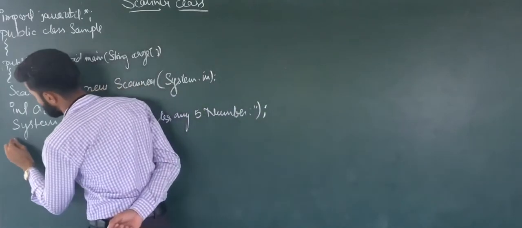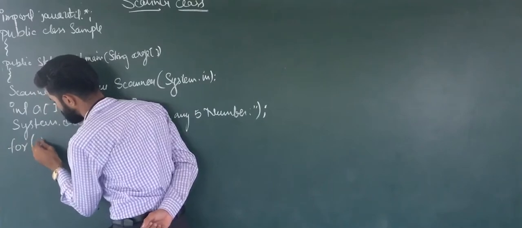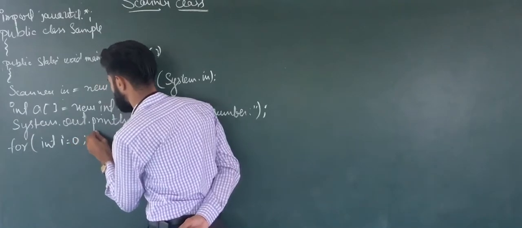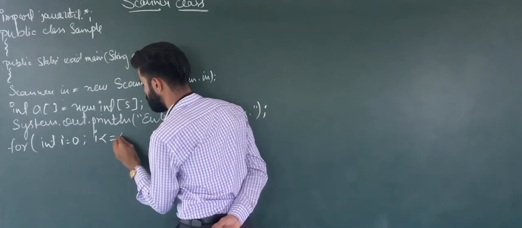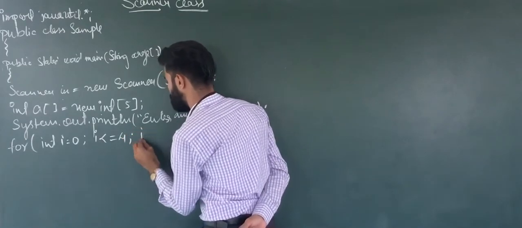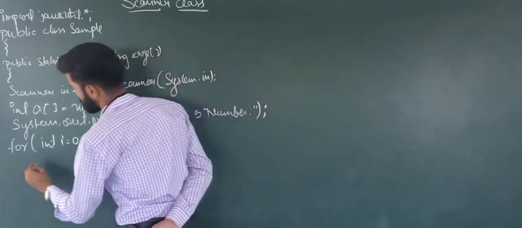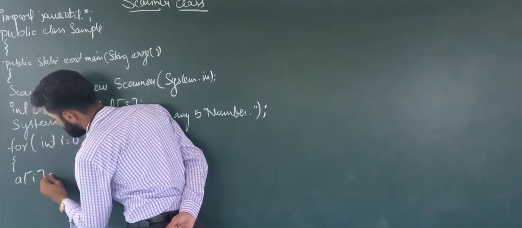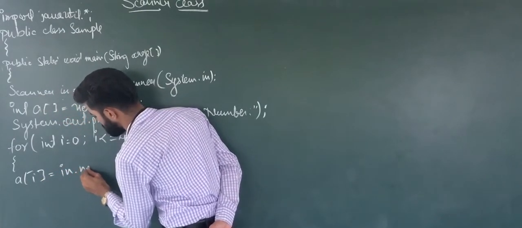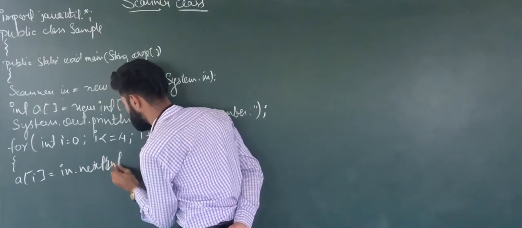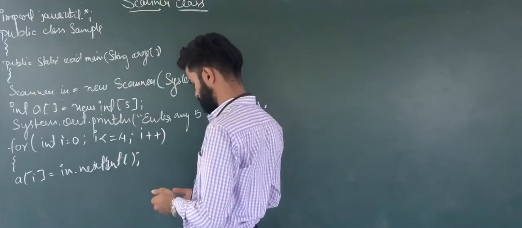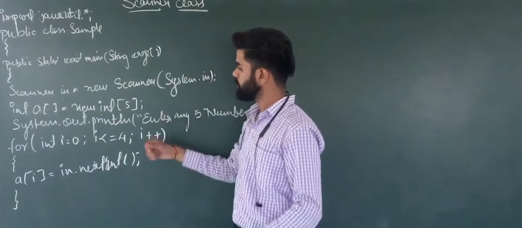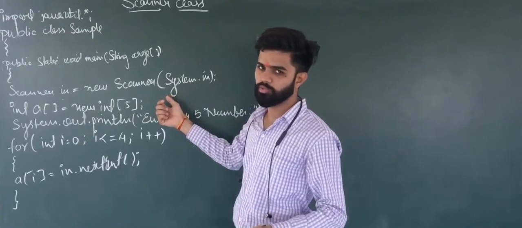And then what we do is write here for(int i = 0; i <= 4; i++), and then a[i] = in.nextInt(). Okay. And then, class, what happens? Scanner in equals to new Scanner(System.in), we are all very familiar with this one.